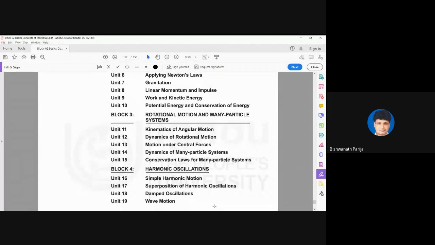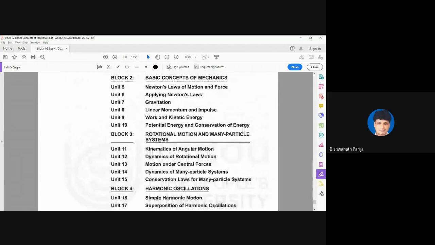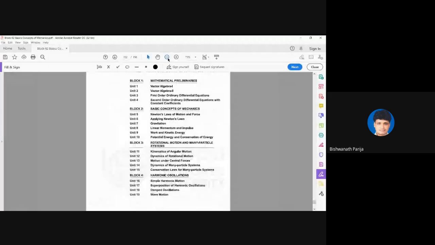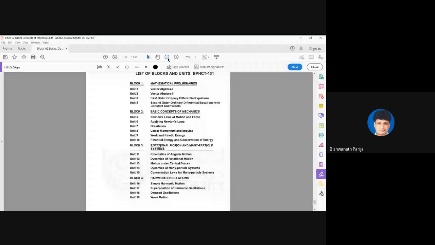Understood my point? This is your syllabus. Anyone can take a screenshot and share this screenshot in that group. Other students will be aware of the syllabus.